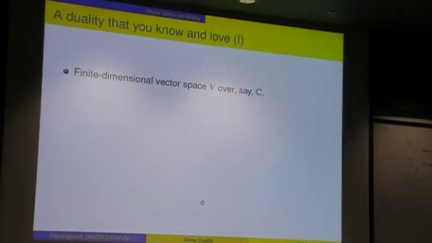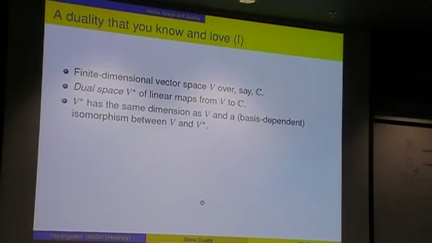Okay, so here's a duality that you already know and love. At least I hope you love it. So this is the ordinary duality of finite dimensional vector spaces over some field, let's say the complex numbers. The dual space of linear maps is also a finite dimensional vector space. And it's easy to show this by choosing a basis for V, then choosing in an evident way a dual basis for the space of linear maps V star. So this shows that you have the same dimension as V, and that there is an isomorphism between V and V star because they have the same dimension. However, that isomorphism is basis dependent. It depended on my choosing the basis, setting up a corresponding dual basis and making the isomorphism like that.